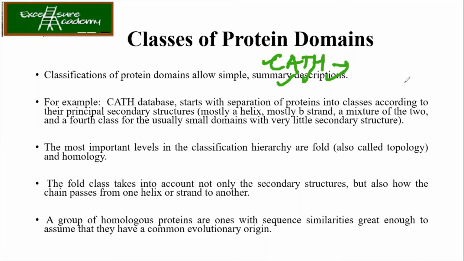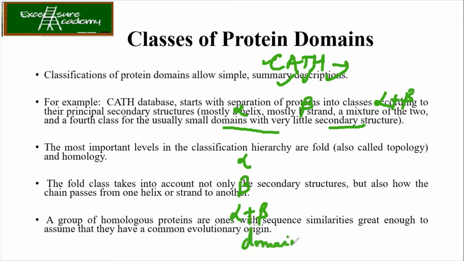So, the CATH database starts with the separation of proteins into classes according to their principal secondary structure. Mainly alpha helix, mainly beta strand, and a mixture of both alpha as well as beta. And the fourth class is for the domains having very little secondary structure. So what are the four categories? Alpha helix, beta sheets, alpha plus beta, and those having very little secondary structure. These are the four categories used to make the database called CATH.